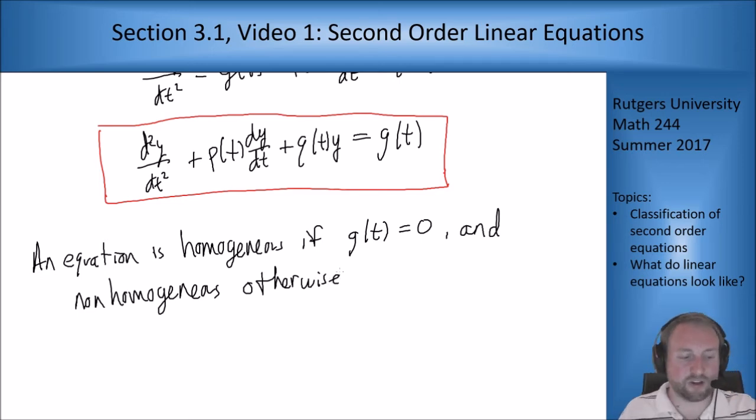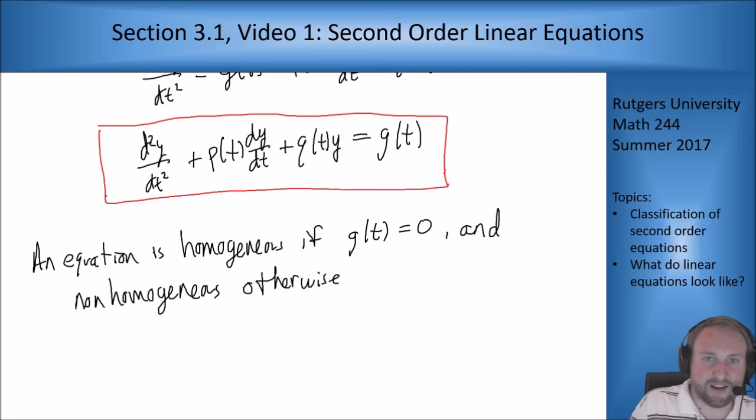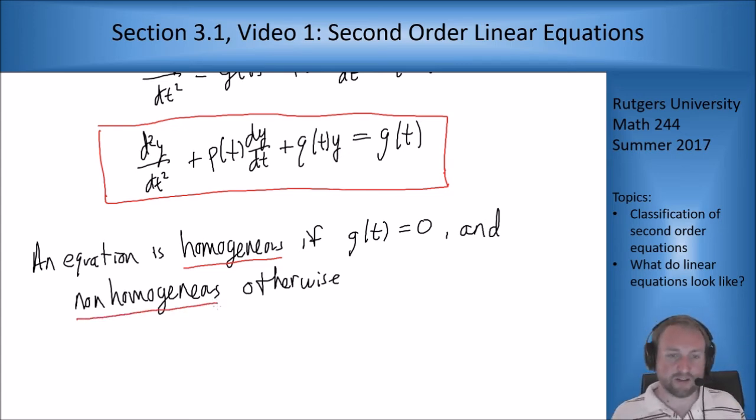Now, to be honest, I'm not sure if it's supposed to be homogeneous or non-homogeneous. I usually go with homogeneous, but either way you say it, it's going to be fine. So it's homogeneous if the right-hand side is just 0, and it's non-homogeneous otherwise.